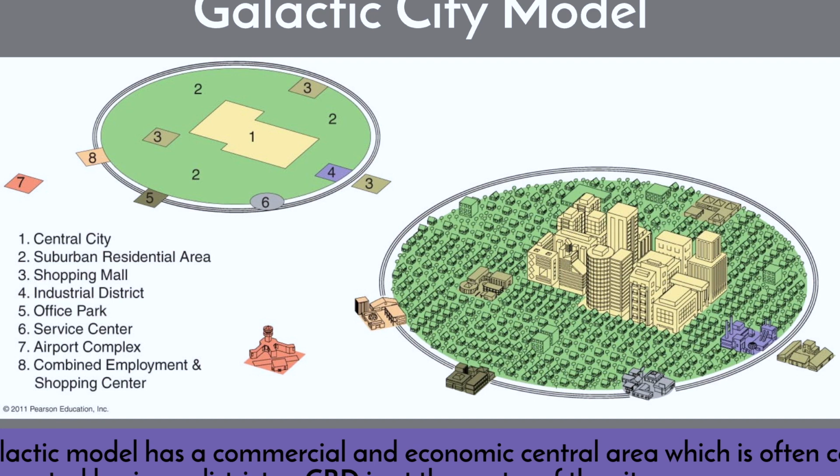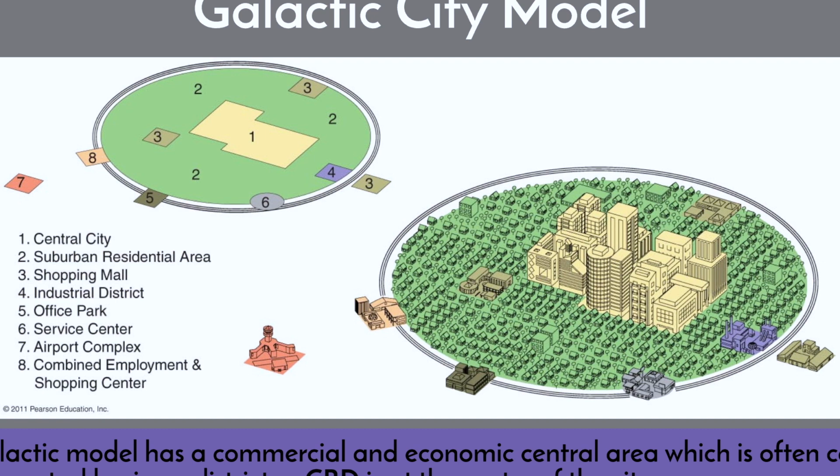So you can see the central city is in the middle. Then you have suburban residential areas in the green around. You have something like a large shopping mall at 3. We also see there's an industrial district around the border on the other side of the city, as well as office parks, service centers, an airport complex, and then different employment and shopping centers around the city. If this feels familiar, Atlanta fits this model extremely well.